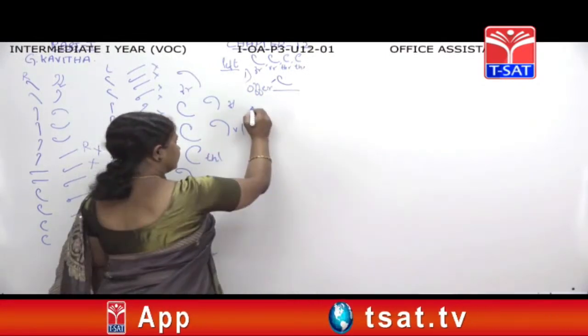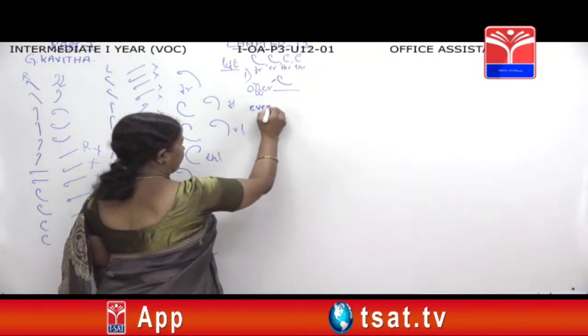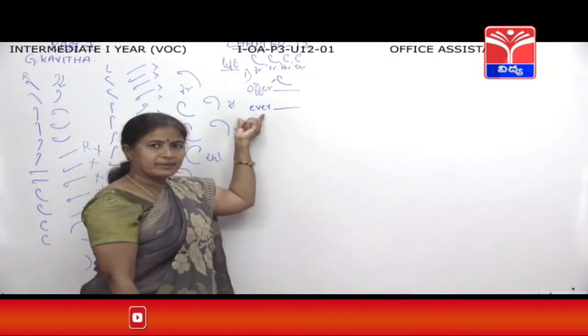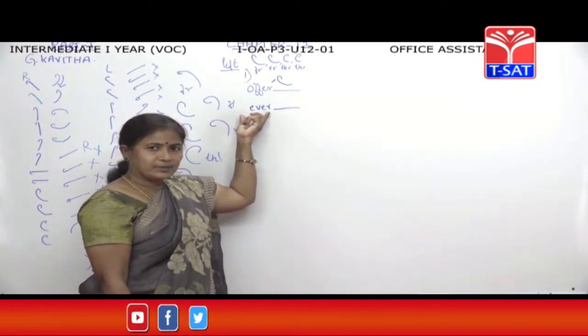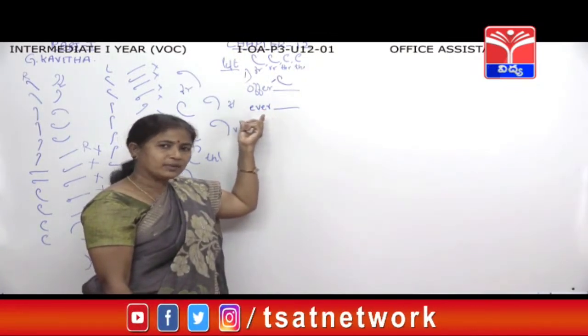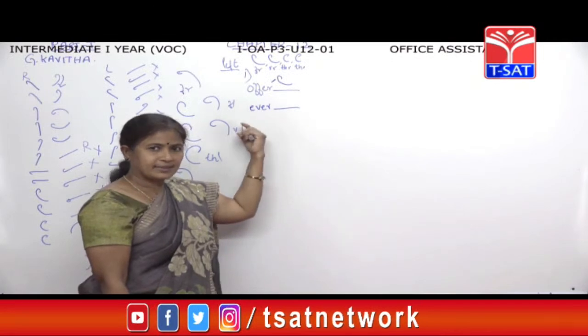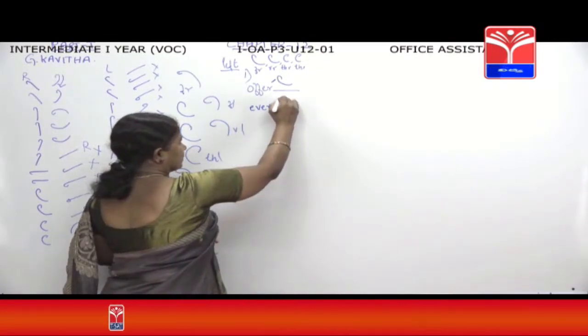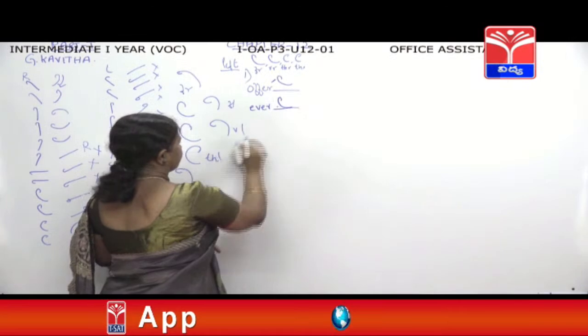And ever. Sound the word ever. E is a vowel and were. Were standing alone and a vowel is preceding. So we use left form. Ever.